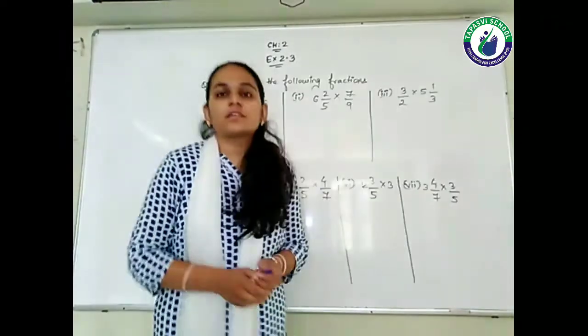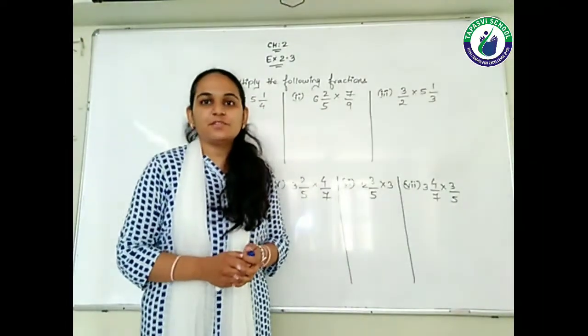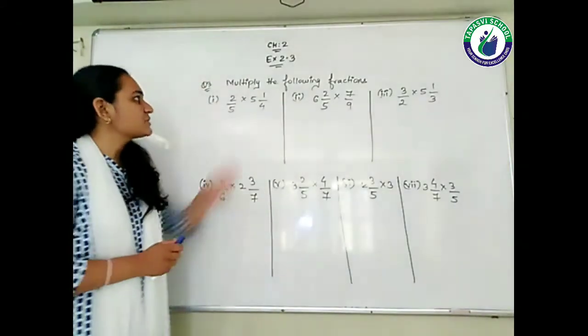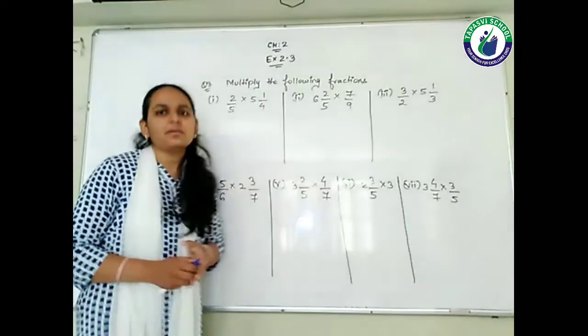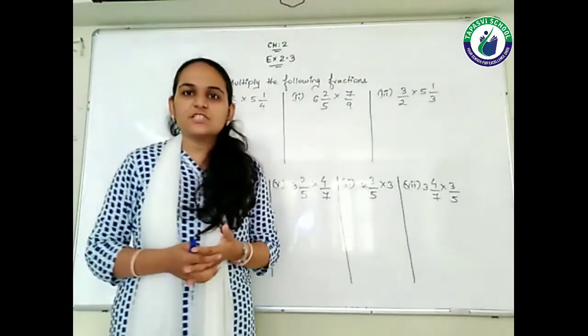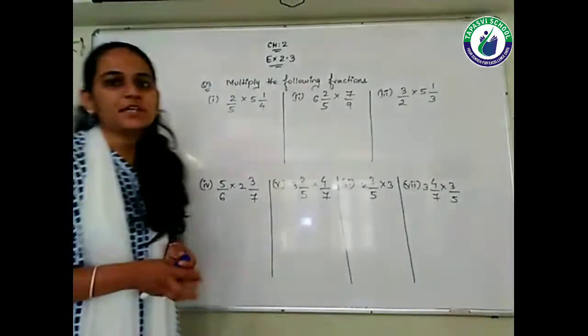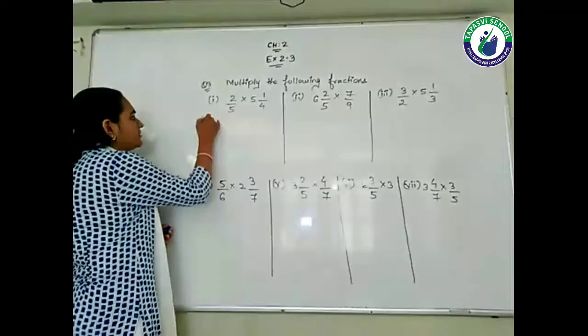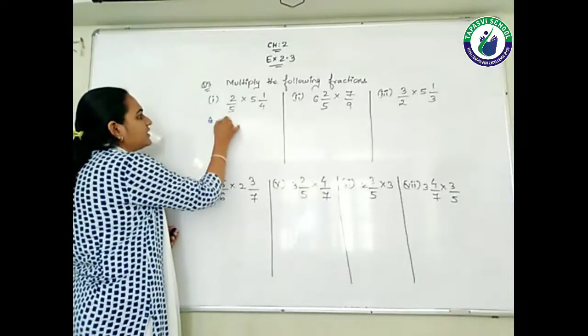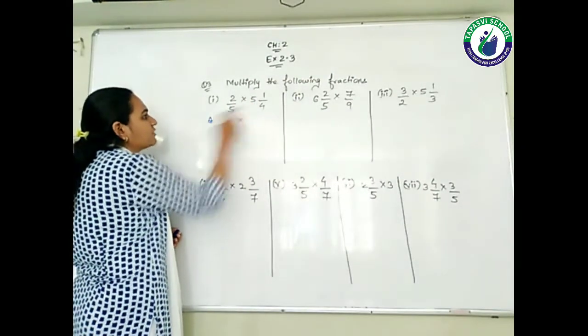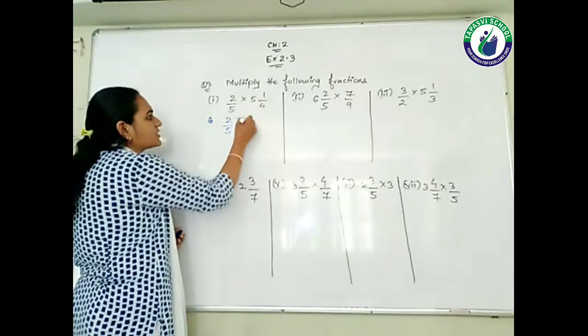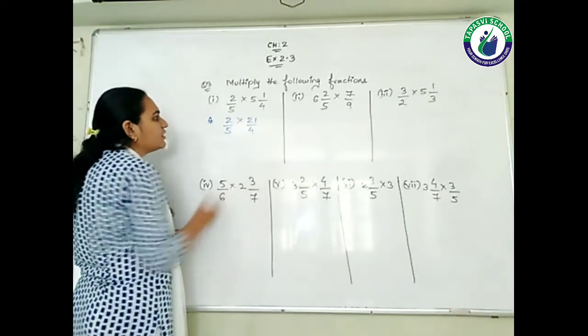Is it okay, students? Okay, students, now let's see question number 3. This is also the same as question number 2. Multiply the following fractions, but here there is a majority of mixed fractions, right, students? So let's see here. First question. First of all, we need to convert this mixed fraction into improper. So 5 4s are 20 plus 1 is 21 upon 4, right?